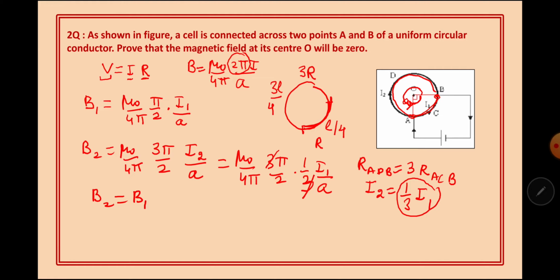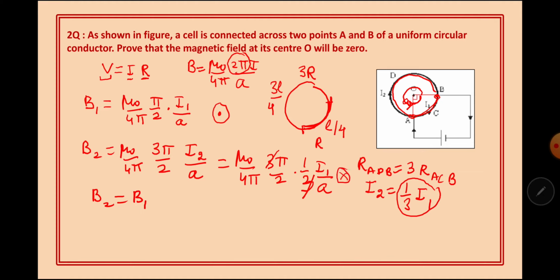And for the part ADB, if I curl the fingers of my right hand, then the thumb goes in the inward direction, that is perpendicular inward. So here B1 is in the perpendicular outward direction, and B2 is in the perpendicular inward direction, that is represented by cross.